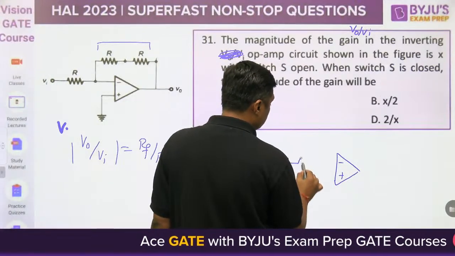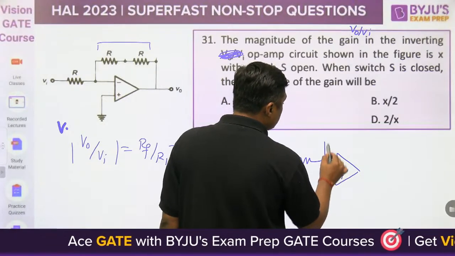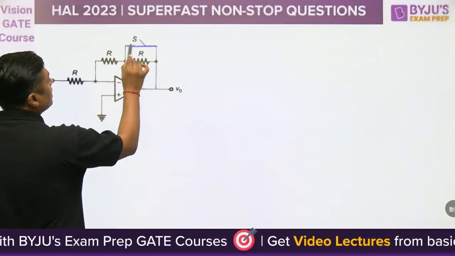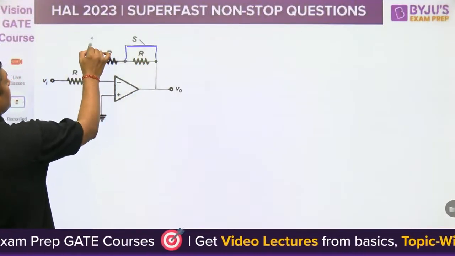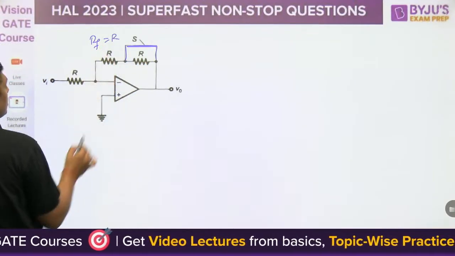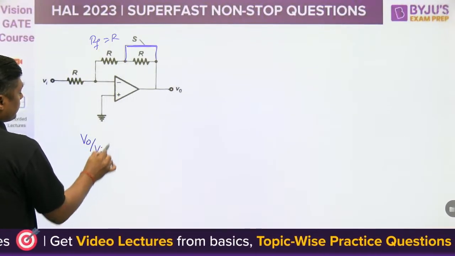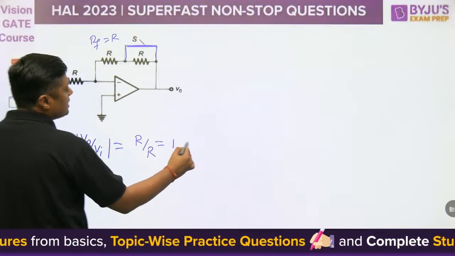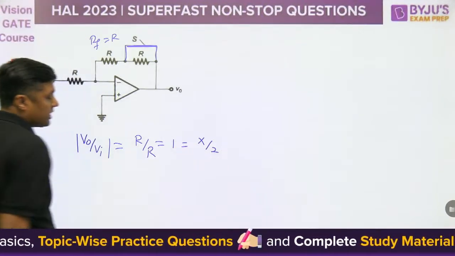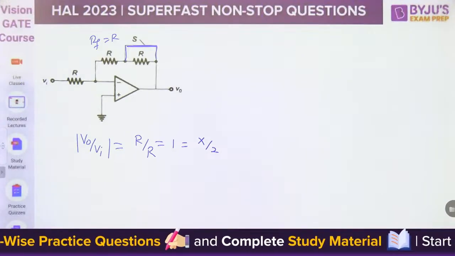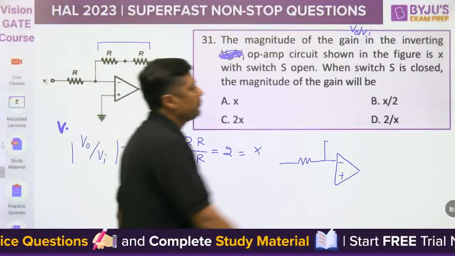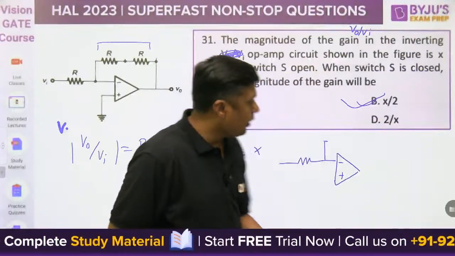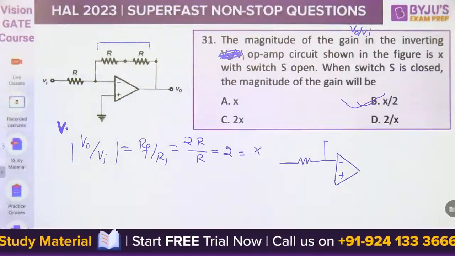When the switch is open, that is the gain X. When the switch is closed, it will short circuit the resistor, then RF is equal to R only. So what is the gain? R by R, that will become 1, and that is nothing but X by 2, because X is equal to 2. So the answer is X by 2, option B. Very true. You have given the correct answer. Next.